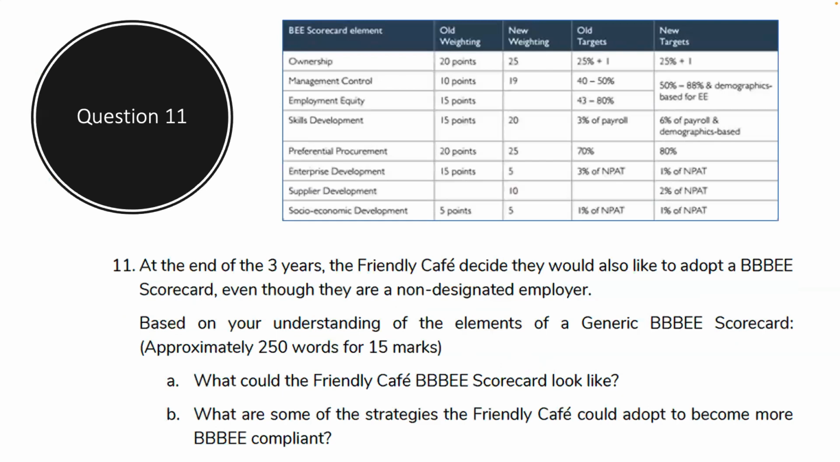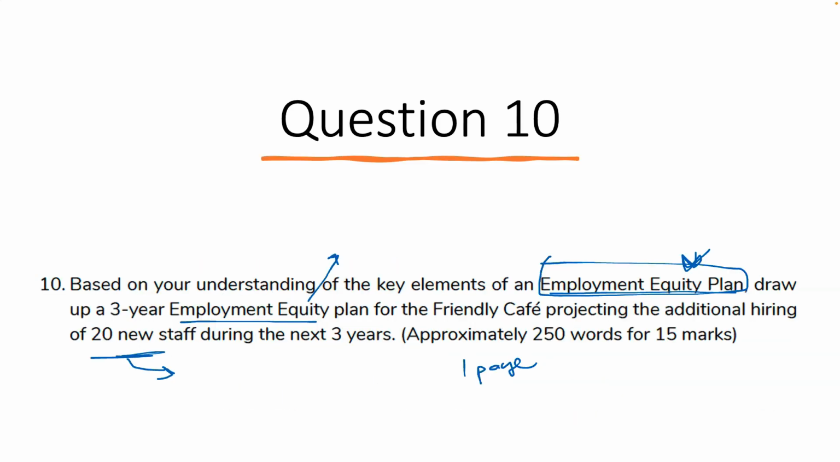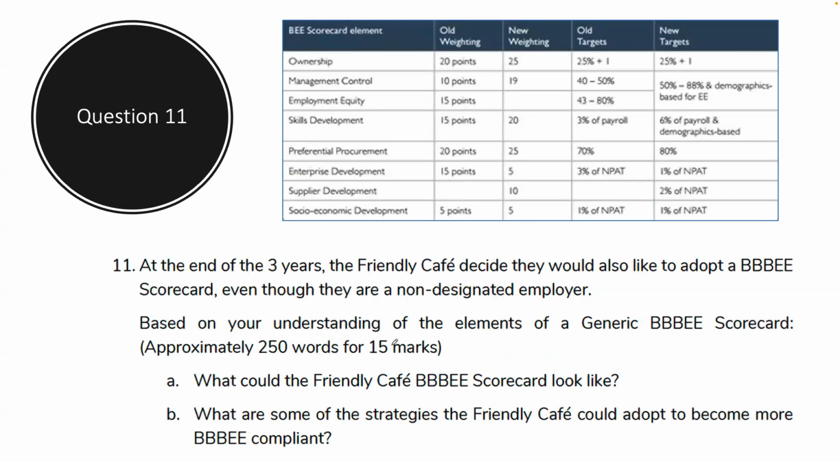Alrighty. The final question, question 11. Also quite a substantial question. It says at the end of 3 years, they decide they also want to adopt a BBBEE scorecard, even though they are a non-designated employer, based on the understanding of the elements of a generic scorecard. What could the Friendly Cafe scorecard look like?